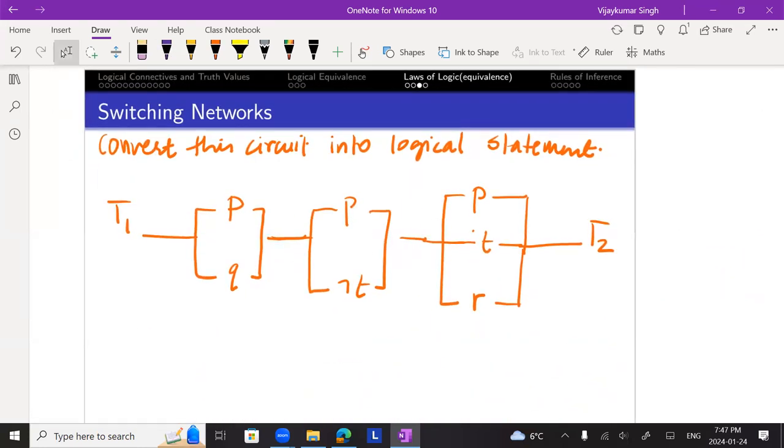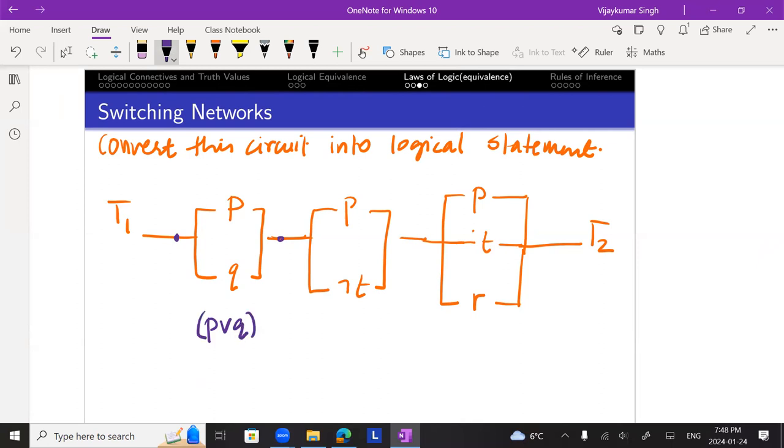Switching networks. Convert the following circuit into a logical statement. So what do we do in this case? You're not interested in parallel, no Ohm's law, none of those. All you're interested in is, if there is a current here, will it pass through here or not? In this case, it will pass if either one of them is working, right? So I want to convert this into a logical statement. So this is going to be P or Q.